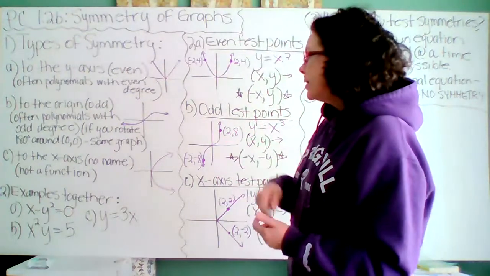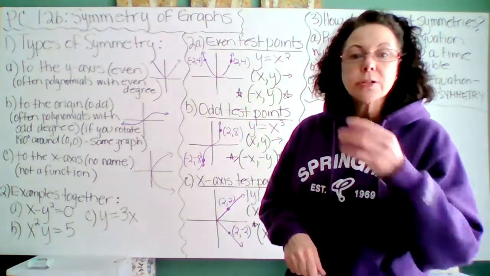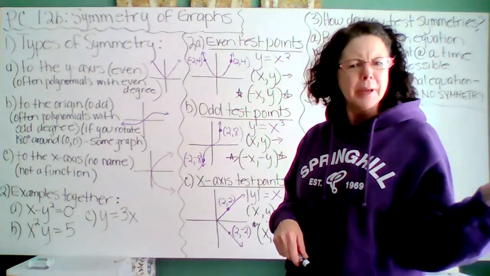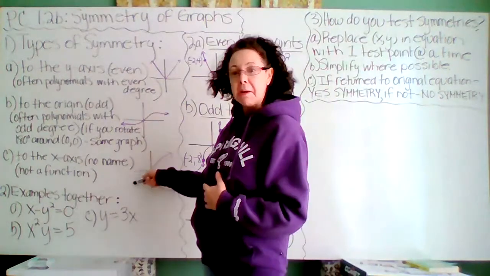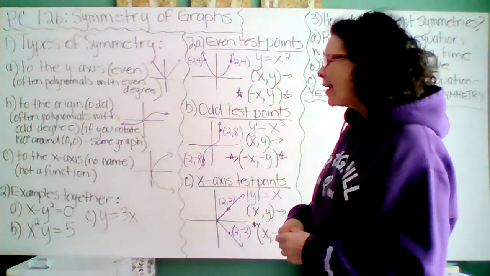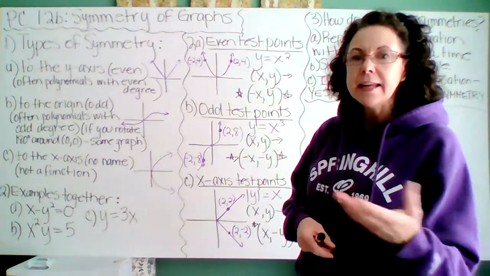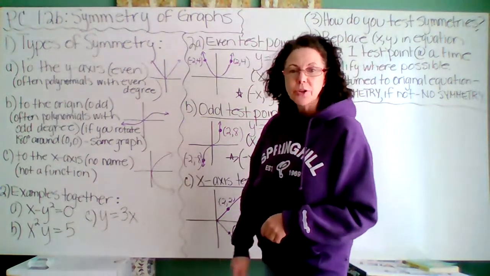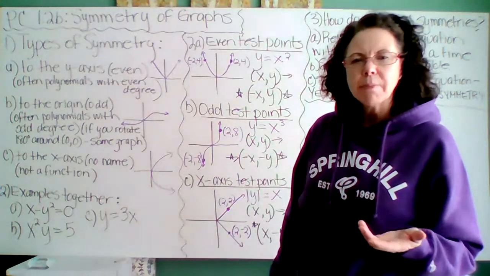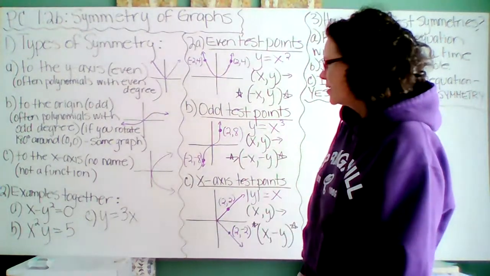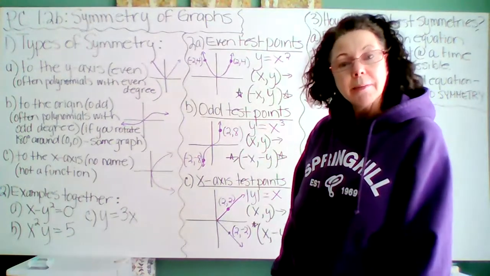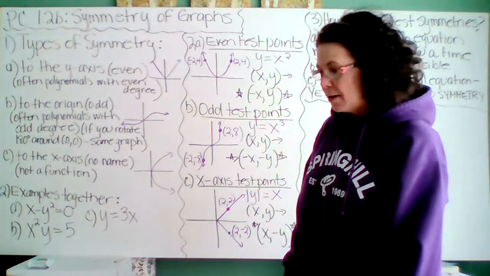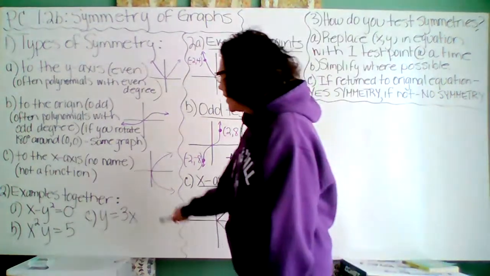Okay. C, to the x-axis, there is no name for that, which kind of bugs me, right? Even, odd, no name. And I think it's because in any case that graph is not a function. It does not pass a vertical line test. So this doesn't come up as much, and so they chose not to name it. Maybe we can name it after my cat, Princess. We'll have her in the video sometime.